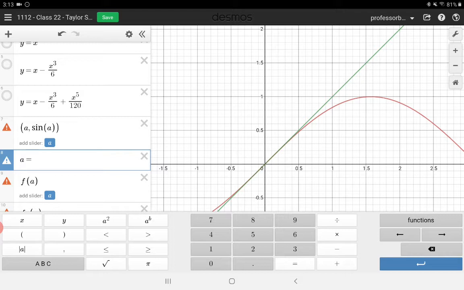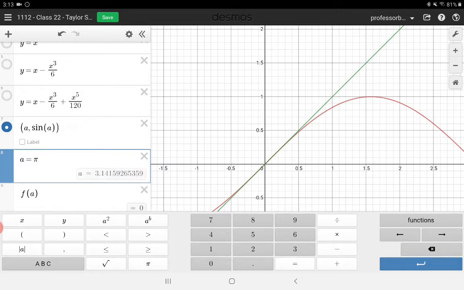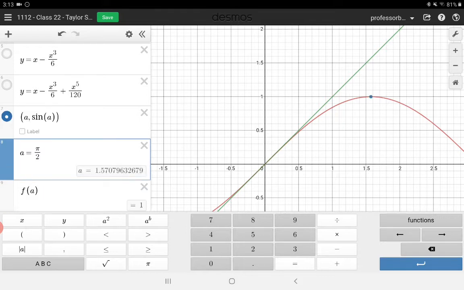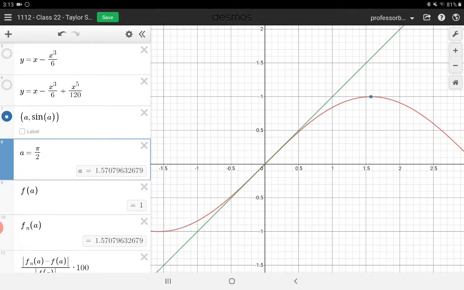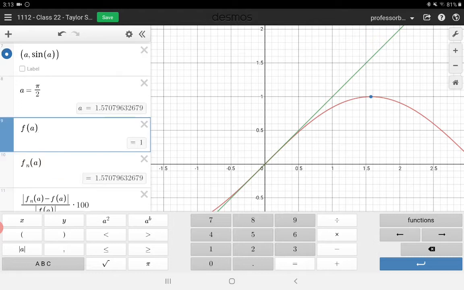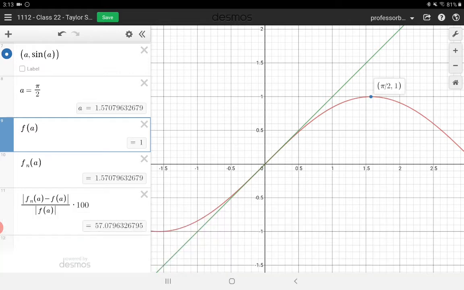let's do, well, you know what, let's do pi over 2. Because we should know that the sine of pi over 2 is exactly 1. So that's what you see in this box right here. F of A, that's the sine value of A. And you can see that it's exactly 1. There's that point over there, pi over 2, 1.